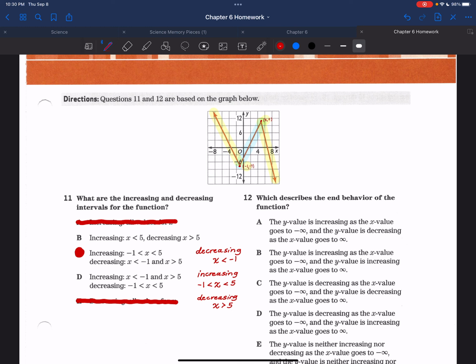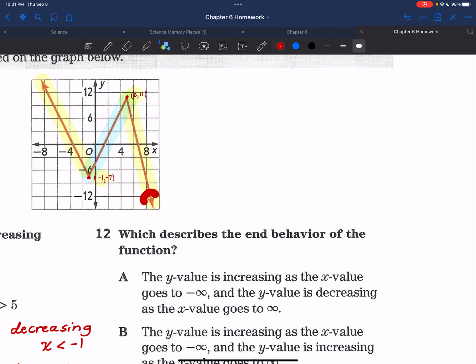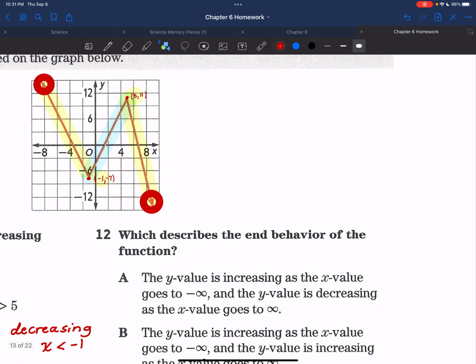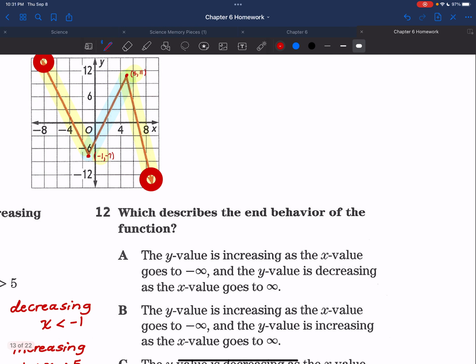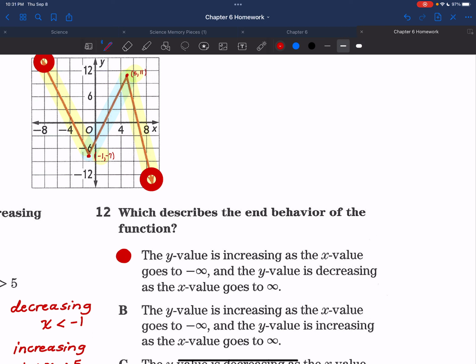Number 12. Which describes the end behavior of the function? So we're looking at this arrow and this arrow, the end behavior. So let's see how they work these in. The y value is increasing as the x value goes to -infinity, and the y value is decreasing as the x goes to positive infinity. That's it. And let me see if I can put that in words that make sense.